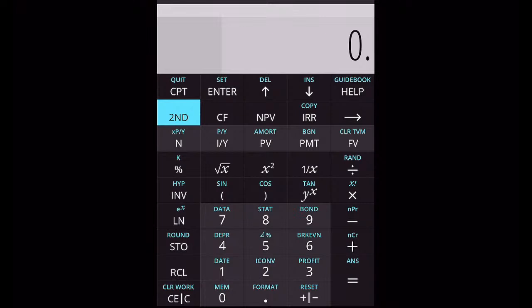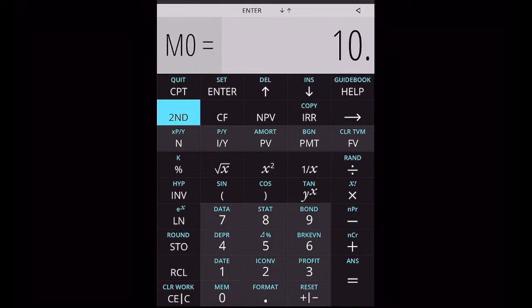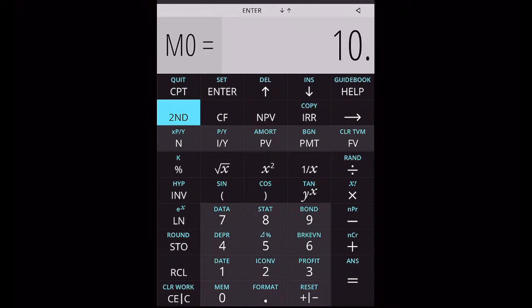Let's see. I need to go to second memory, and I can see that I put 10 in memory 0, 100 in M1, and 1,000 in M2.